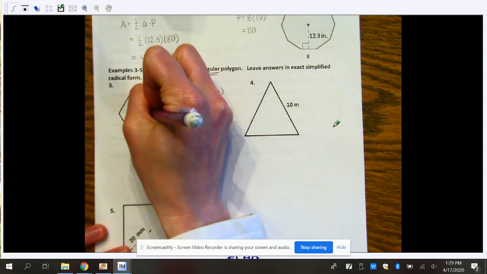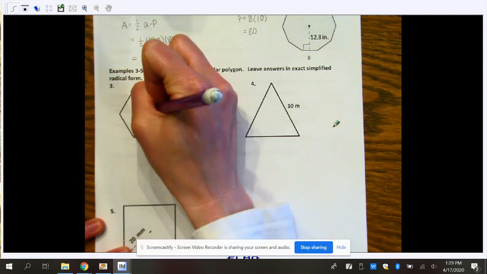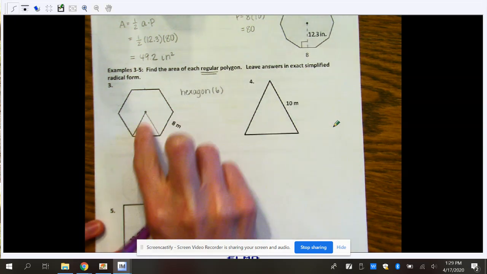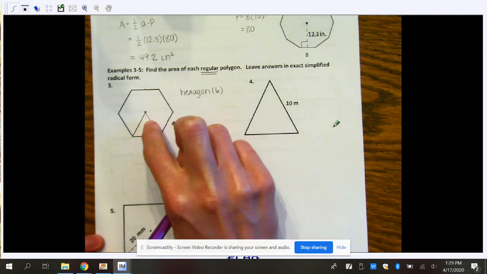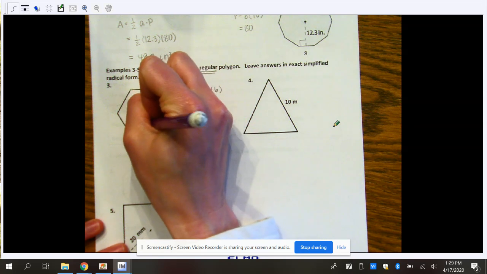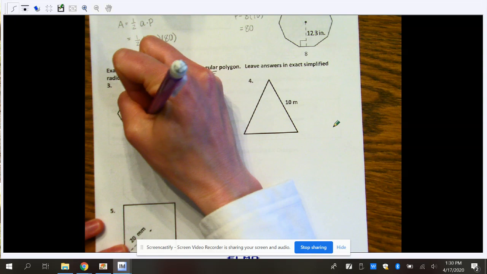All right, so I'm going to go ahead and draw in my center. And you always want to start, and you can go to any 2 consecutive vertices. I usually go to the bottom 2. And then I'm going to draw in my apothem, right? That's what this is right here.